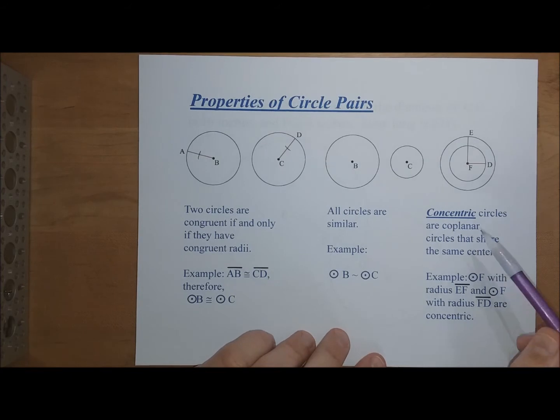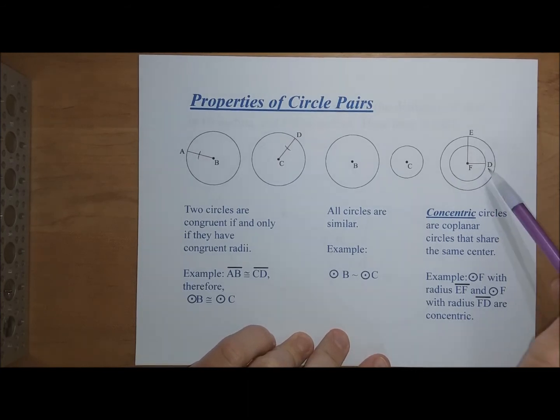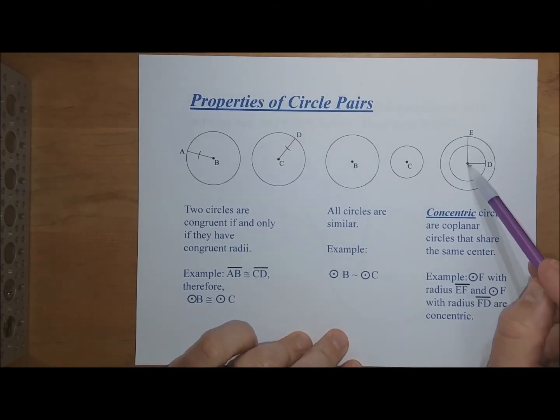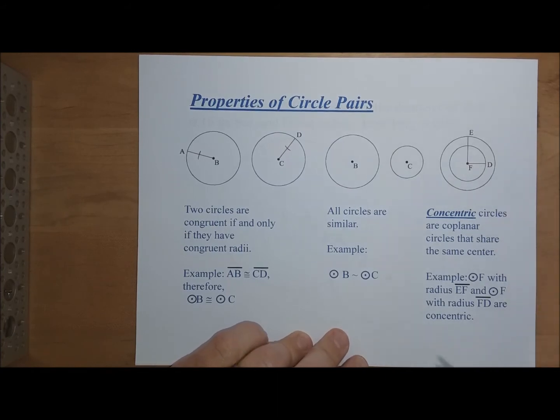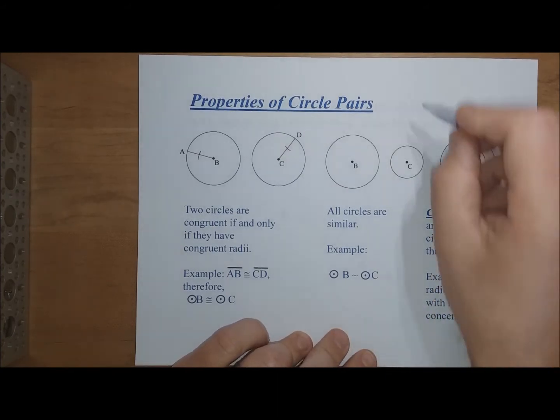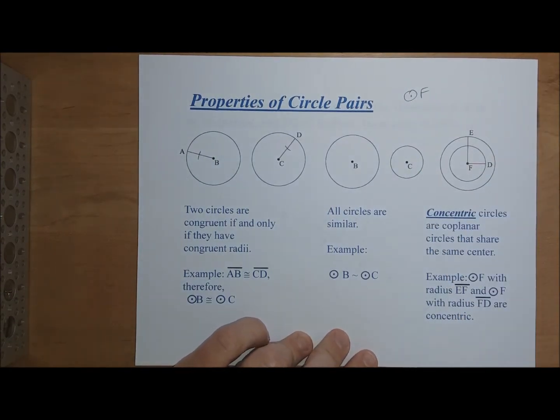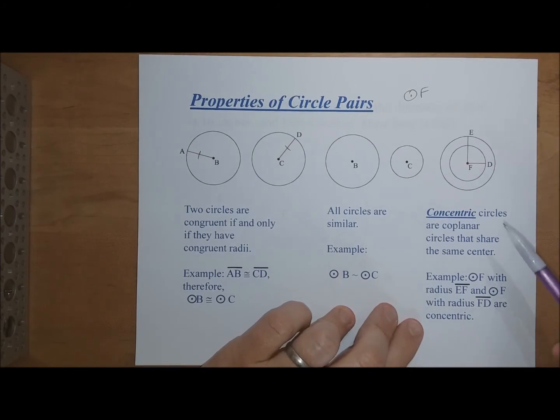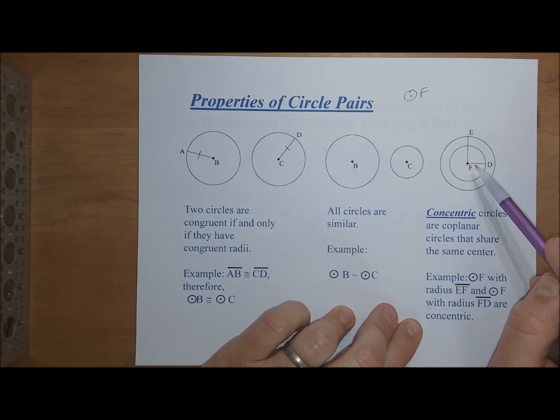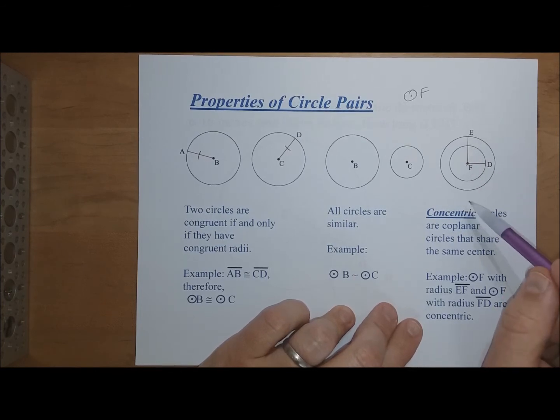And the last thing that we're going to look at is concentric circles. Concentric circles are coplanar circles that share the same center. So here we have two circles that both have their center at F. It can be a little tricky naming these circles, because we said earlier we would write that as circle F, but which one are we talking about? So here we would say circle F with radius EF and circle F with radius FD are concentric circles. That's how you would refer to them, so you can be clear as to which one you're referring to.